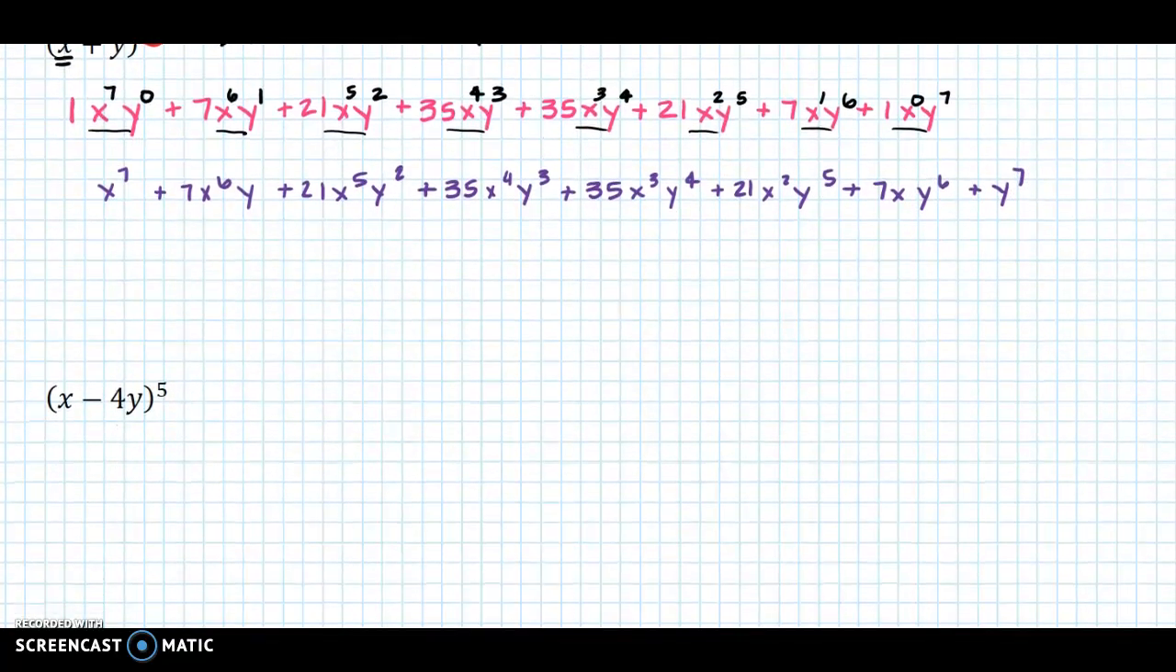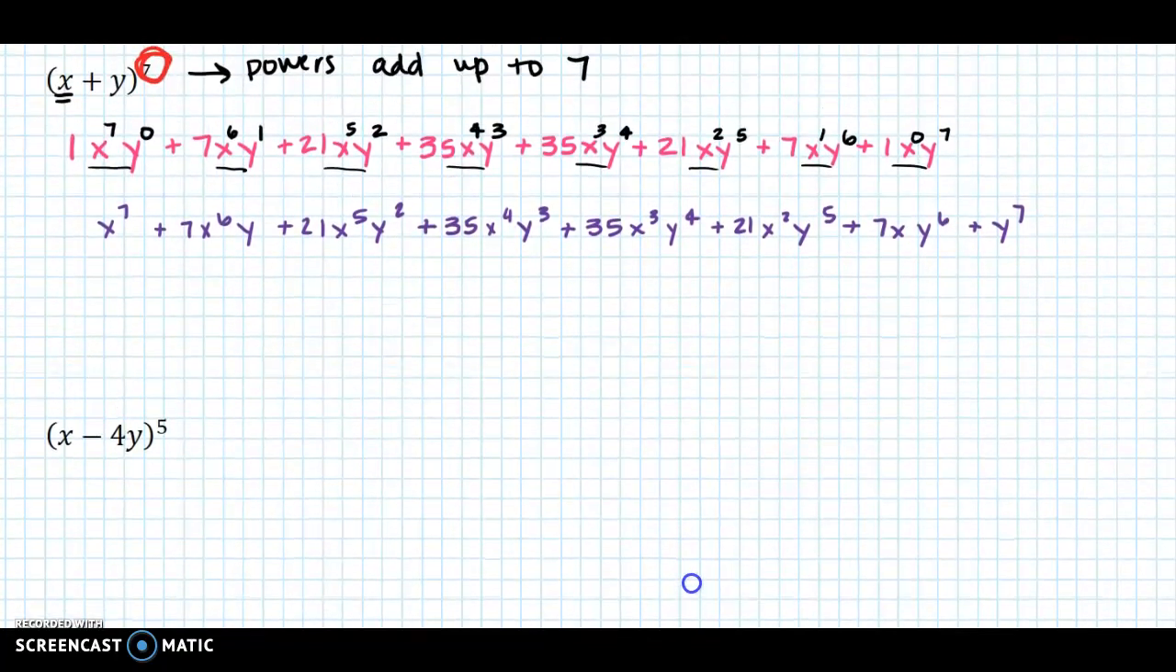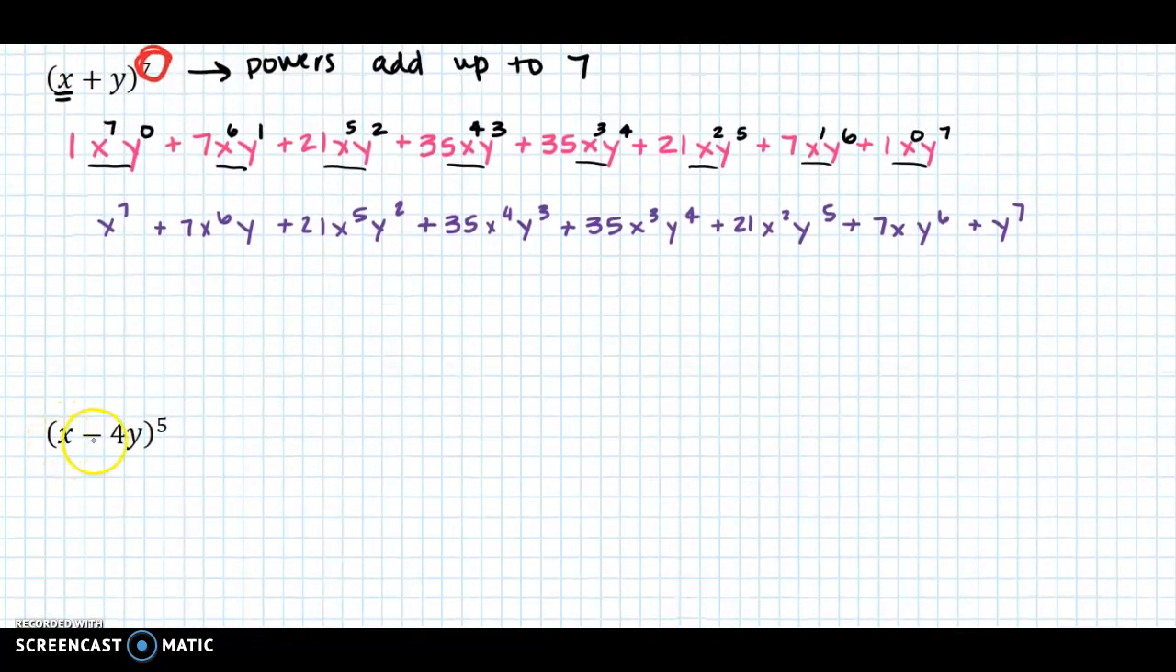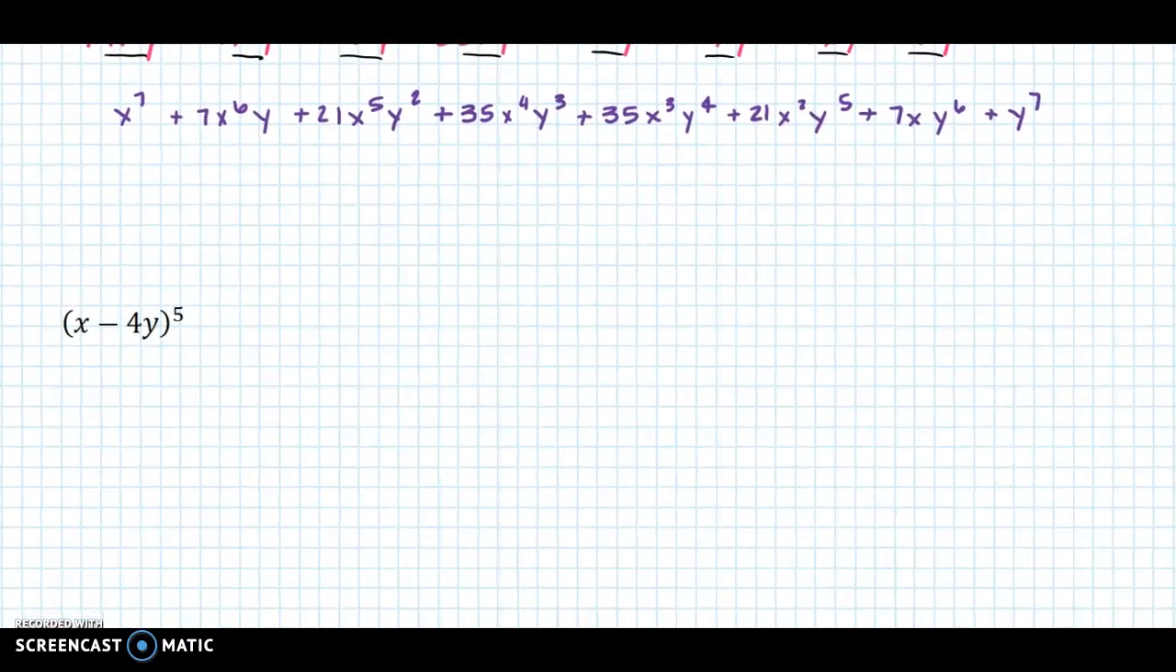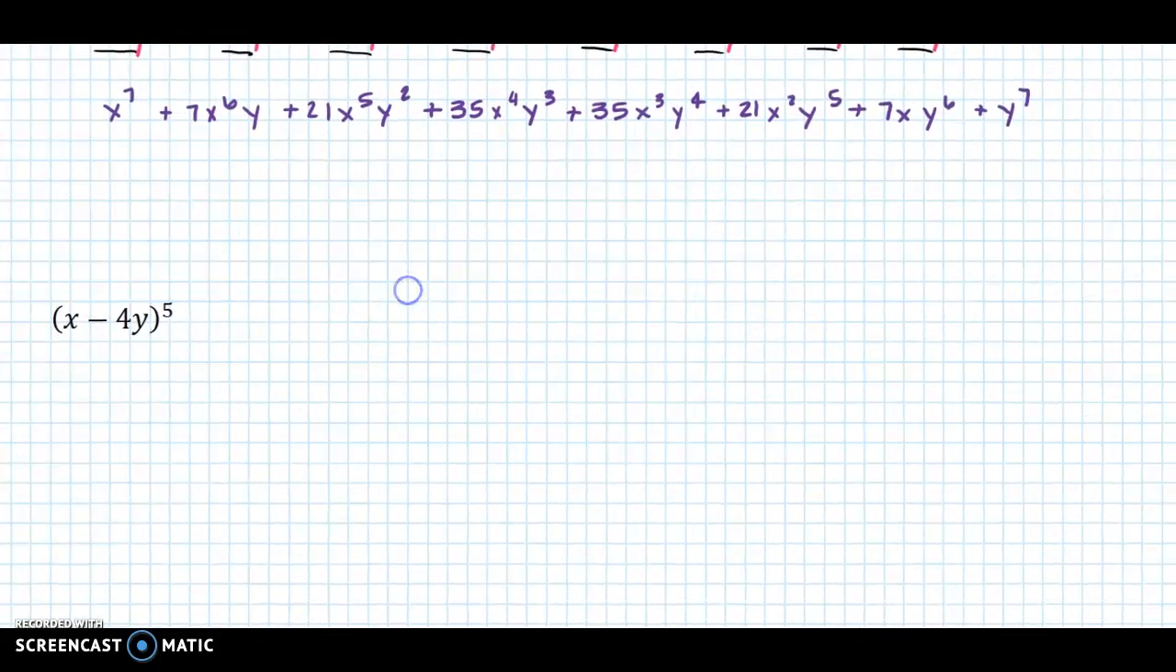Now let's look at one where it's more than just a y. This one is x minus 4y to the 5th. So this time this 4 and this subtraction might trip us up a bit. So we just need to go slow and make sure we're being careful.